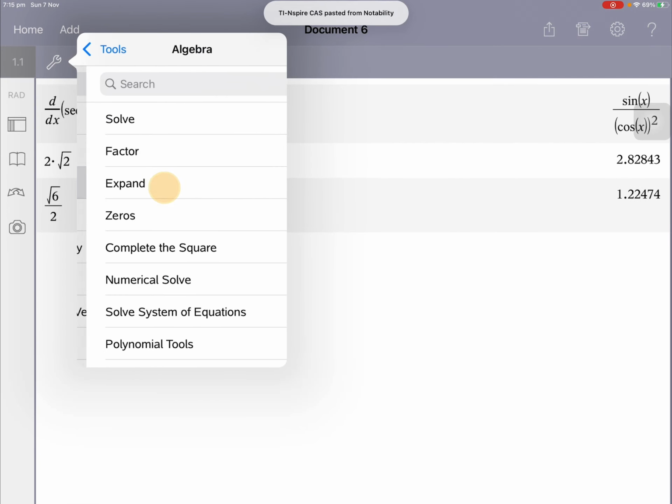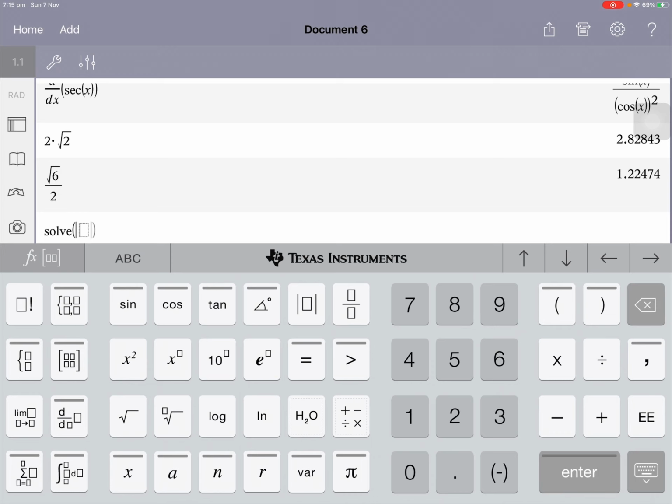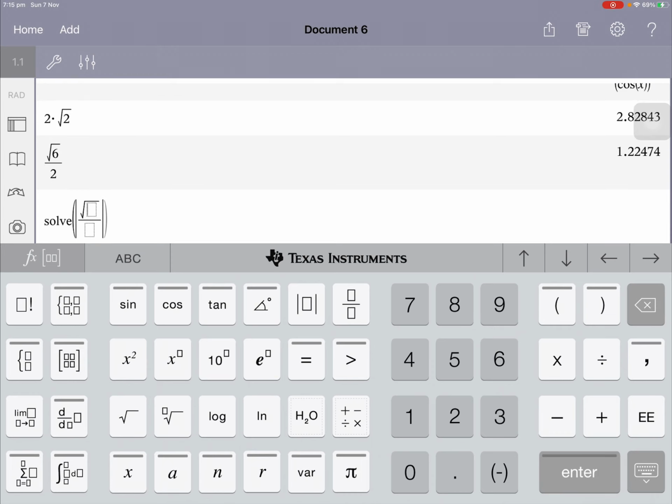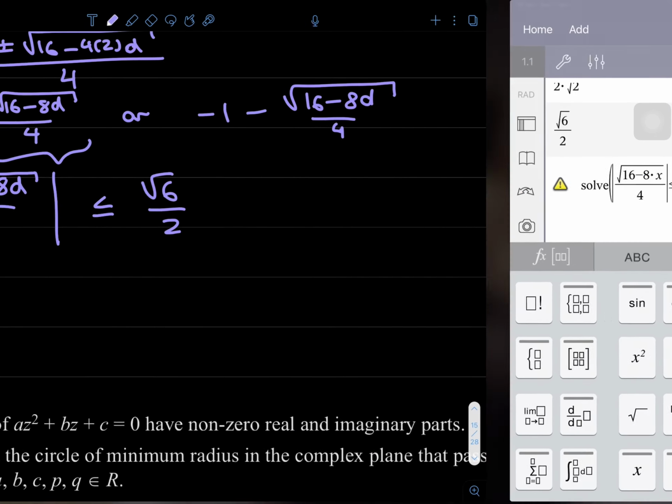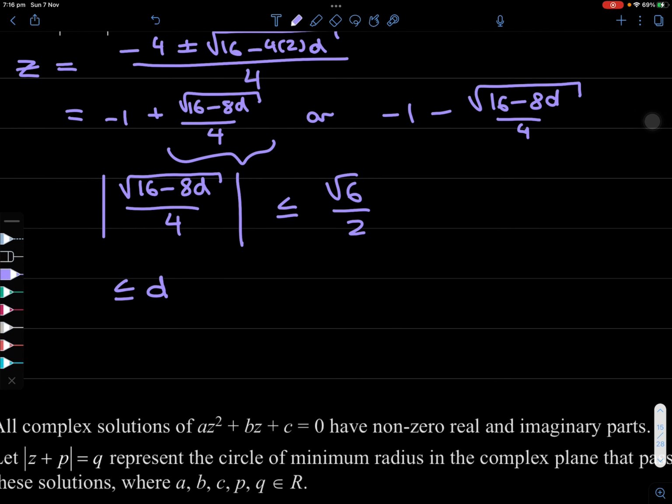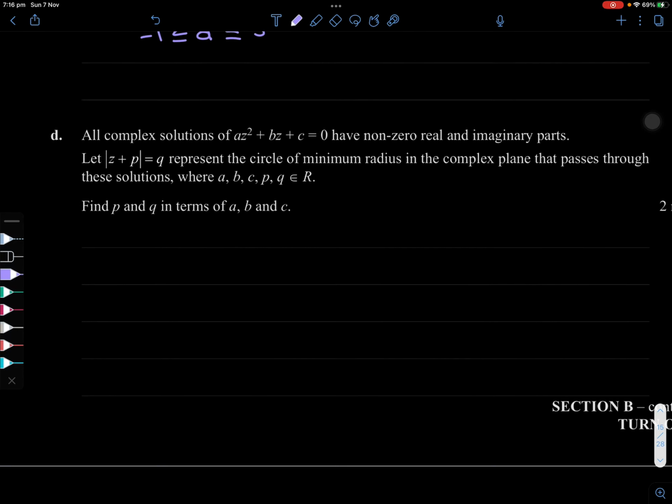So let's solve, algebra, absolute value. We're going to get, what was it? The absolute value of 16 minus 8d, 16 minus 8 times x, I'm just going to use x, on 4, is less than or equal to our radius, which was root 6 on 2. And we've got to solve for x. That gives us x, or d in our case, being in between negative 1 and 5. So d is in between negative 1 and 5. Okay? That's our answer there.